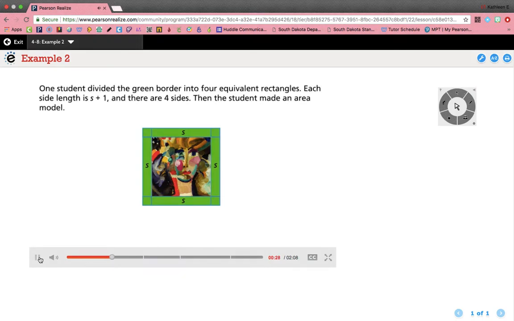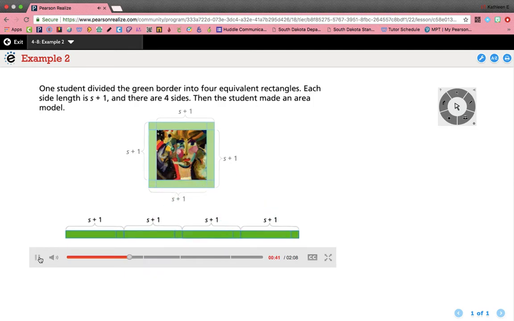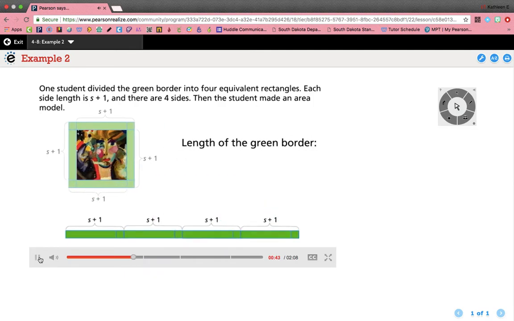One student divided the green border into 4 equivalent rectangles. Each side length is s plus 1, and there are 4 sides. Then the student made an area model. As the model shows, the length of the green border is 4 times the quantity s plus 1.